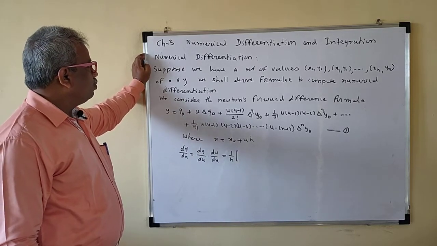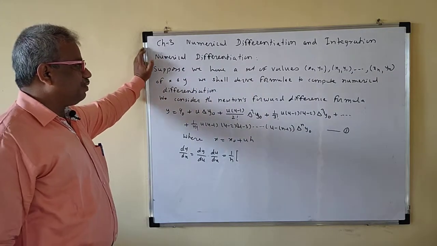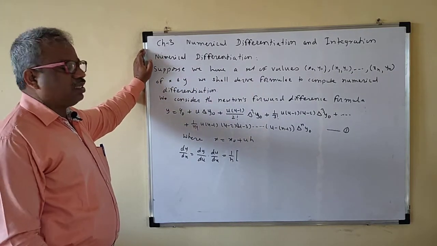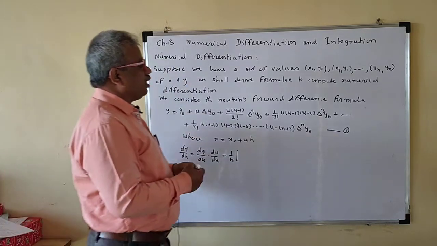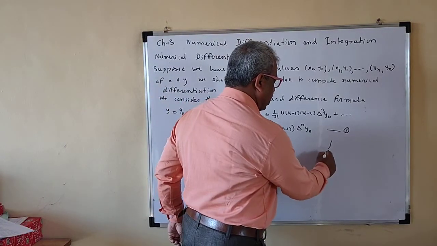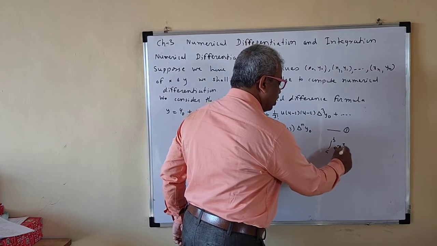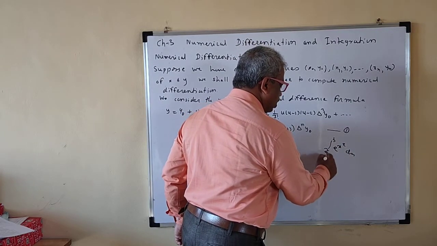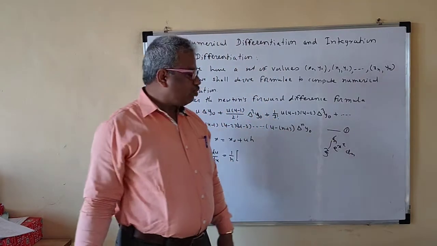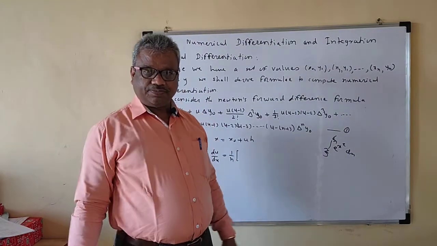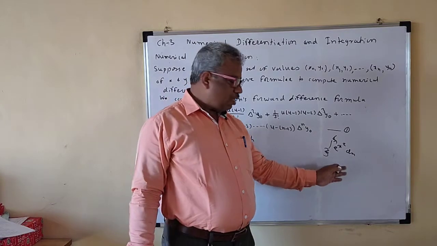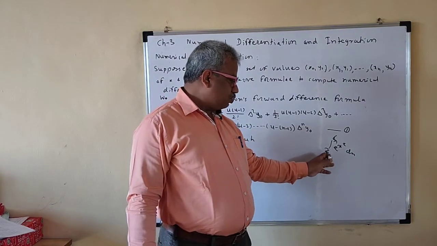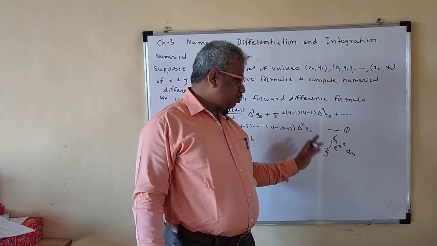So now we'll first see the numerical differentiation. In the second part, we'll see the numerical integration. So how to integrate? Suppose the integral from a to b of e raised to x square dx, suppose this is from 3 to 4. Now we know that e raised to x square is not integrable, so you cannot evaluate it by our usual method.